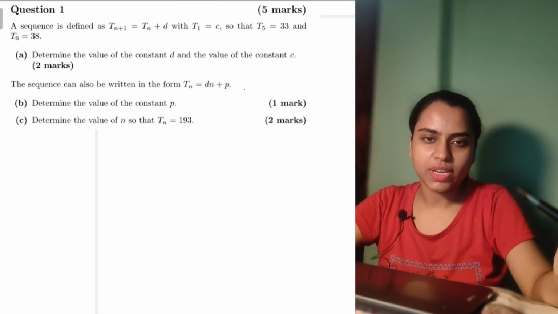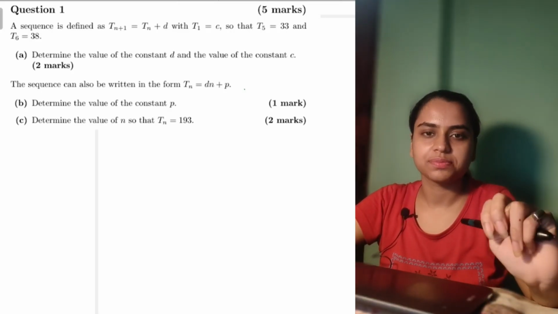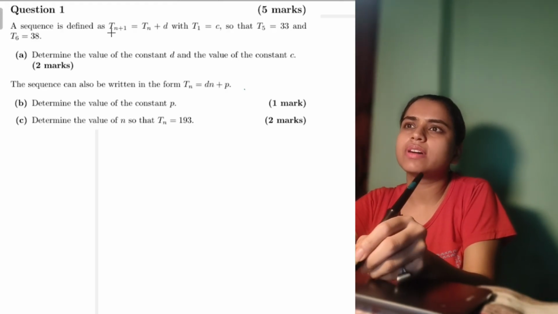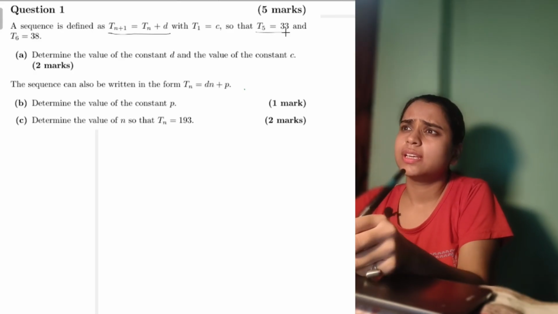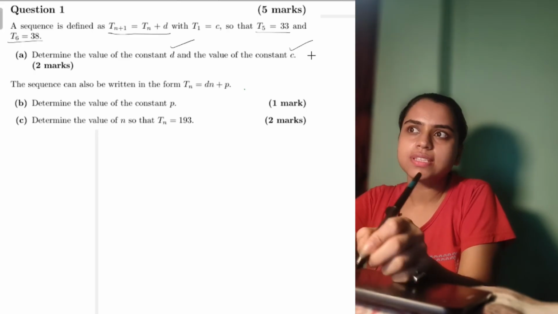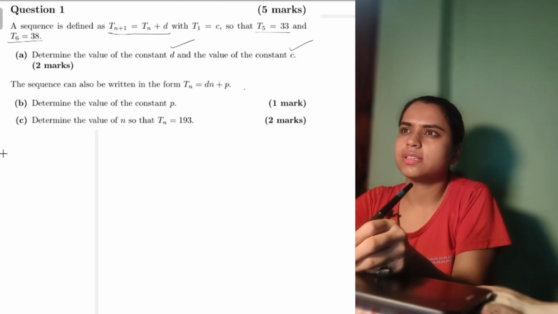Hi, let's just do this question within 2 minutes. It is given to us, this is our recursive rule. We have our T5, we have our T6. The first question asks us to find D and constant C. The way the recursive rule is given, it's arithmetic in nature. So let's just get started.